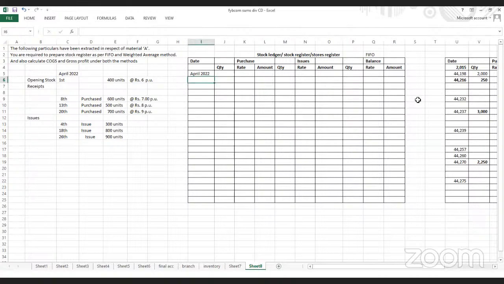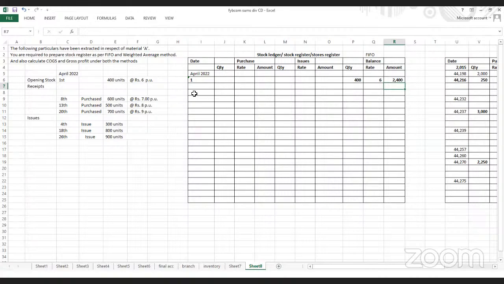So opening stock on 1st April they have mentioned, right? Date as 1st April. Opening stock given is 400 units. So I'll directly go to balance column, and in quantity below balance I'll write 400 units. Rate is given as 6 per unit. So I'll write 6 in rate, and to get the amount I'll multiply quantity with rate. So 400 into 6. I get my value of opening stock as 2400. Okay, very simple. Just tabulation is required.